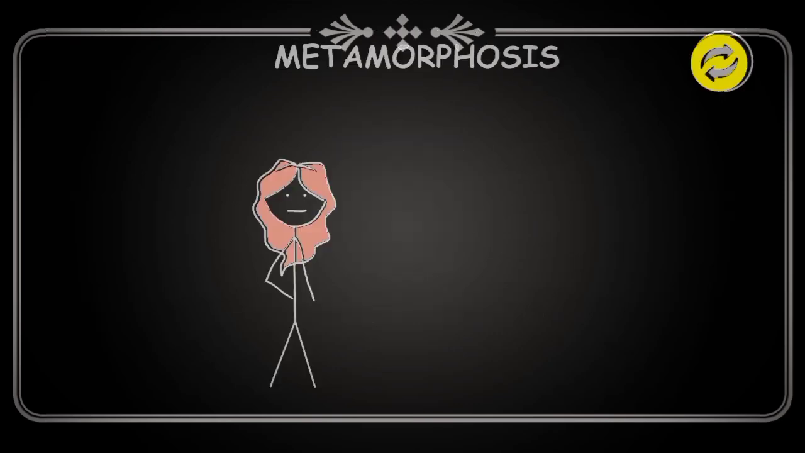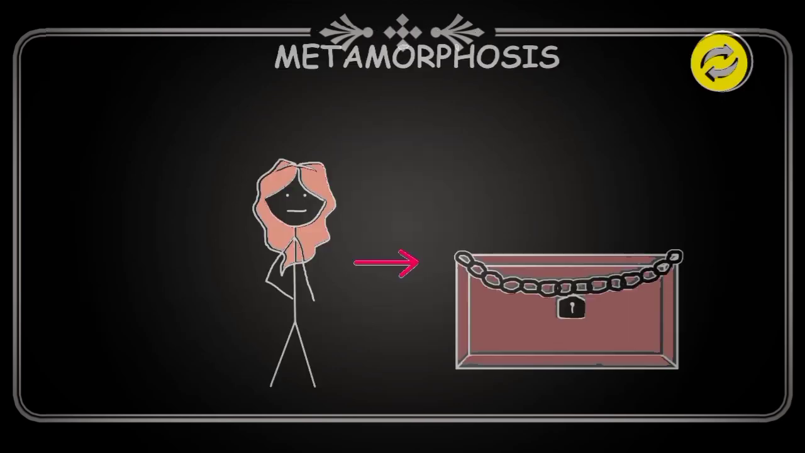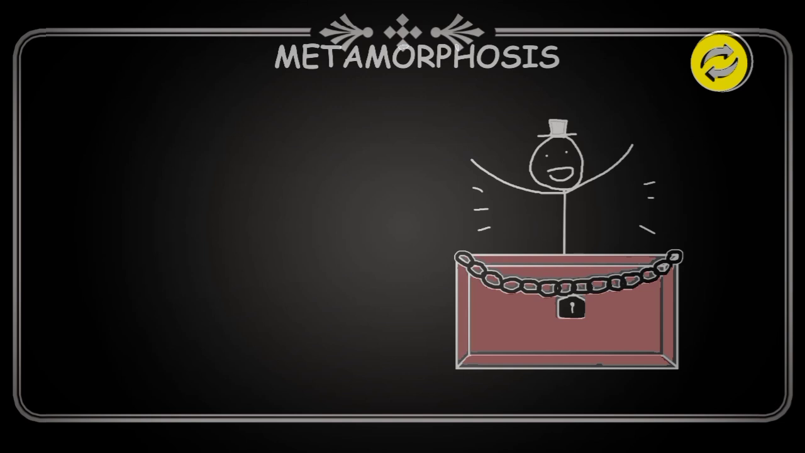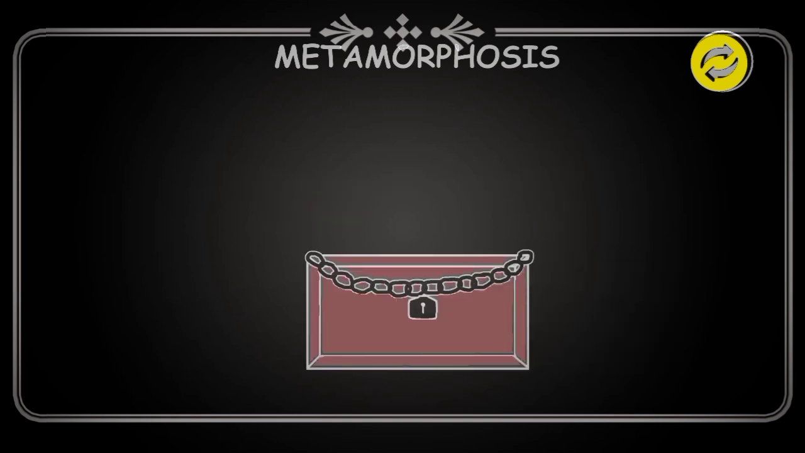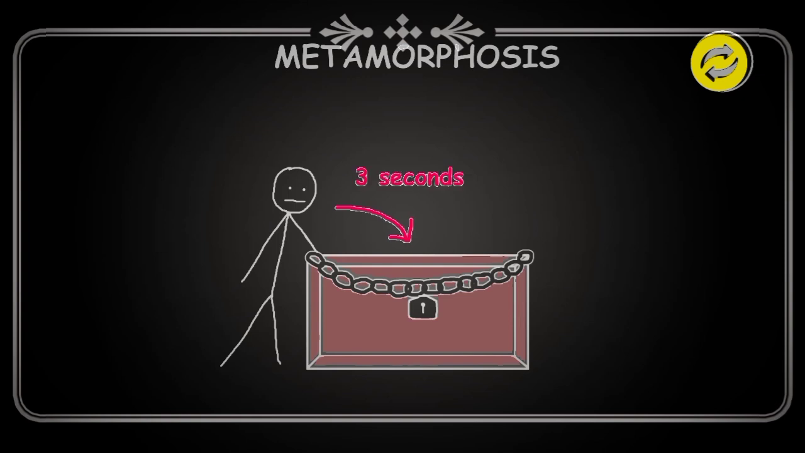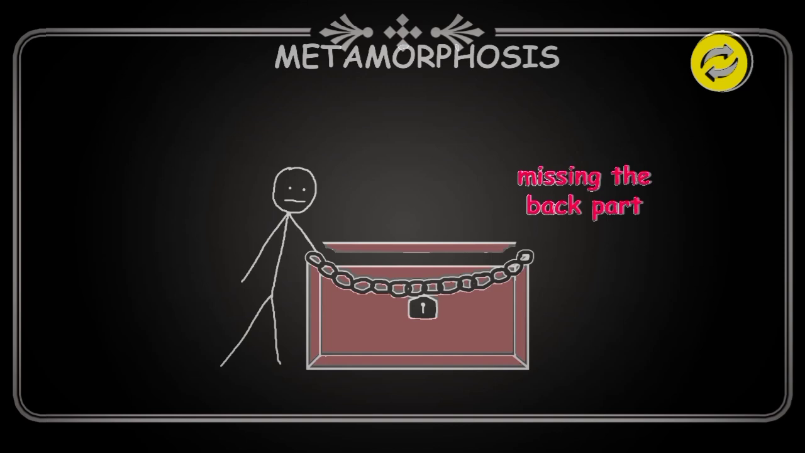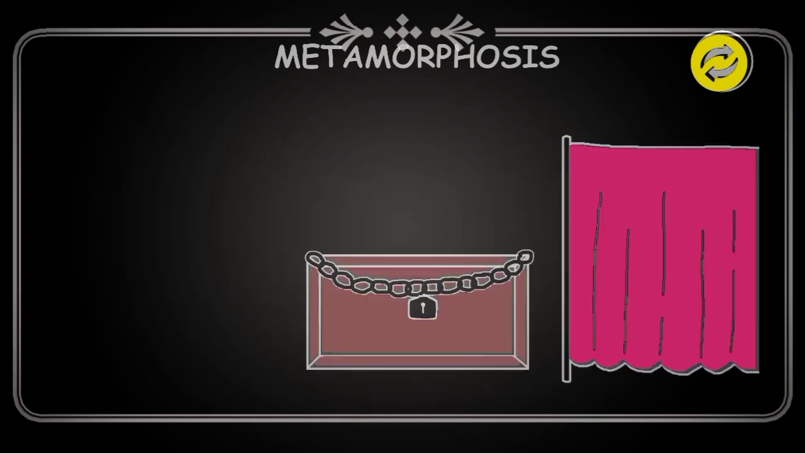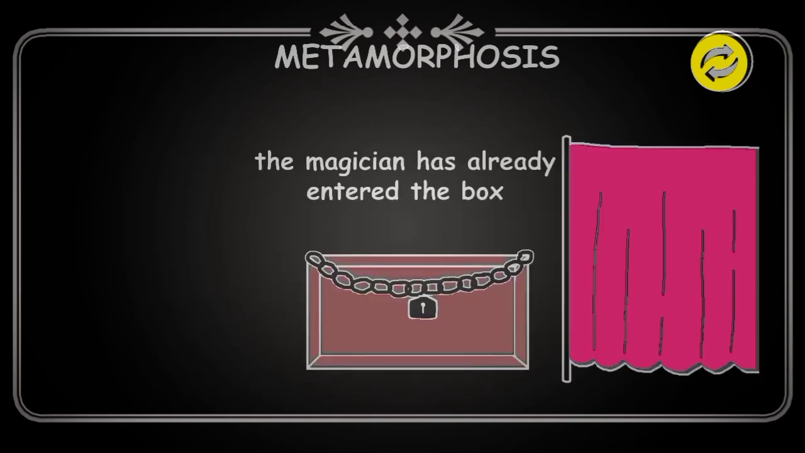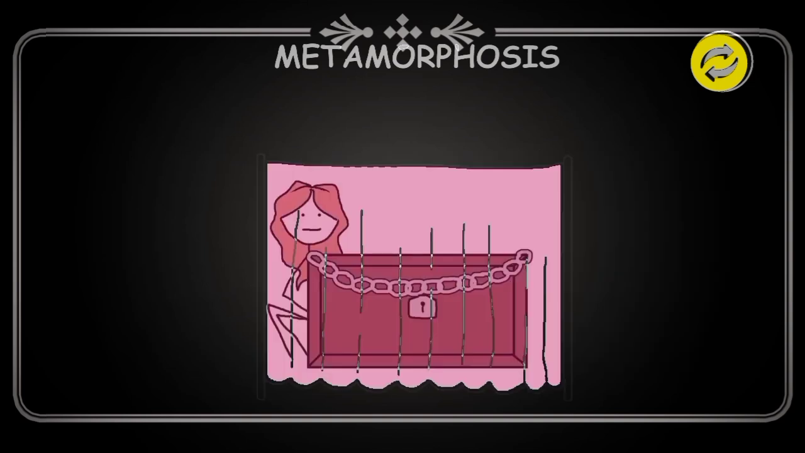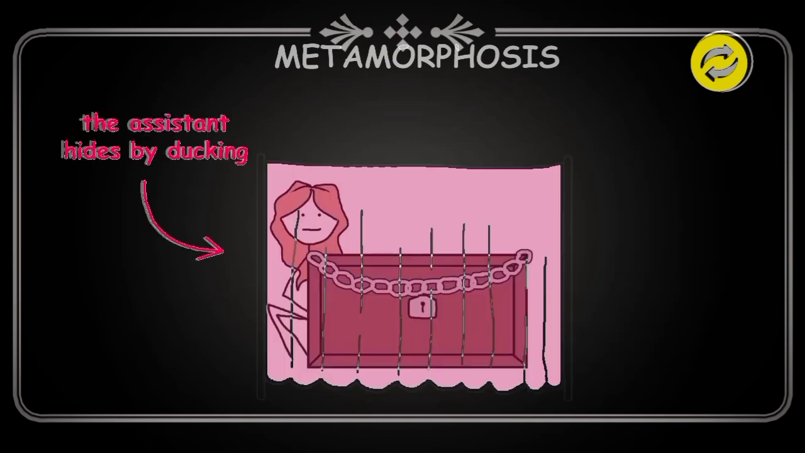Metamorphosis. The trick consists in putting the magician's assistant inside a closed box with the top lid chained and swapping it with the magician, making it seem like he teleported inside it. A curtain is then placed on the box and the magician gets in the box in 3 seconds, which is possible because the box actually misses the back part of it, allowing the assistant to slide the lid off the box and open it. When the curtain is removed, the magician has already entered the box and put the lid back on. The curtain can't be fully removed in this process because that's where the assistant hides by ducking.